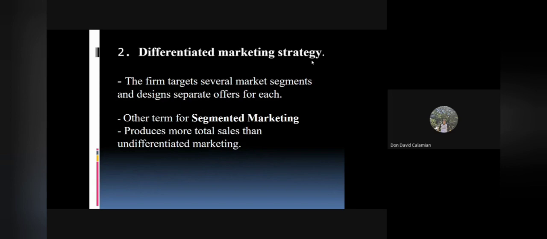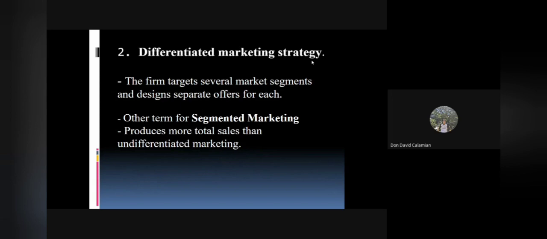So, differentiated marketing strategy produces more sales than undifferentiated since it enhances loyal purchasing because its offer is more compatible with other segments' needs. So, on the other hand, it is also costly since the product modification to meet the needs of different market segments calls for kanang magbuhat na ka og mga research and advertising which will eventually increase the promotion costs.